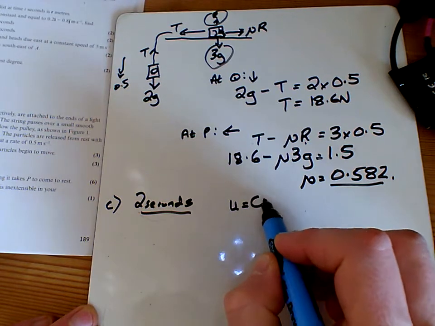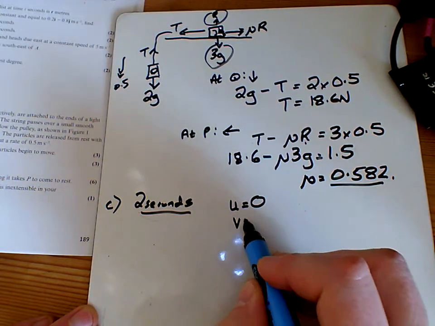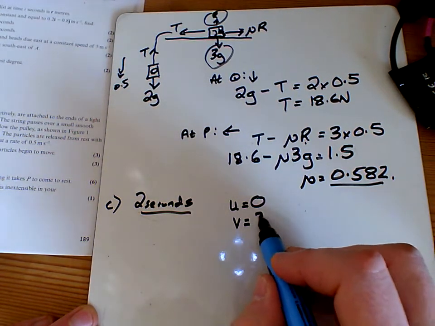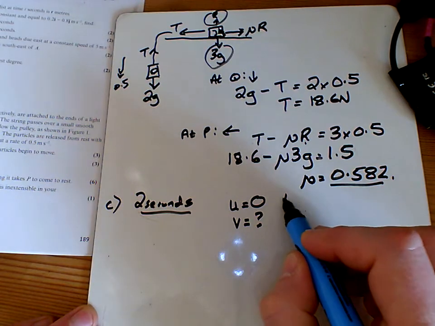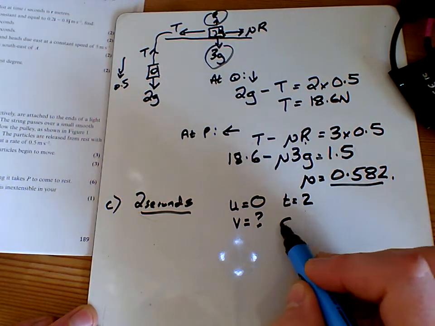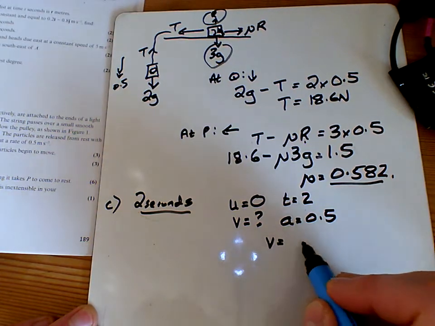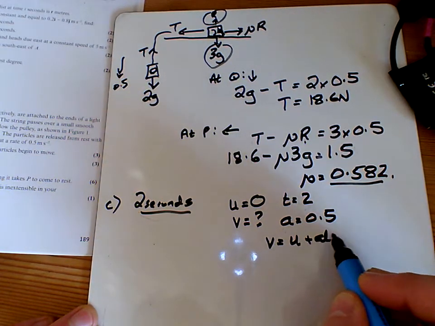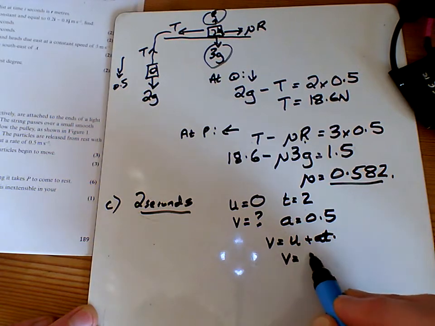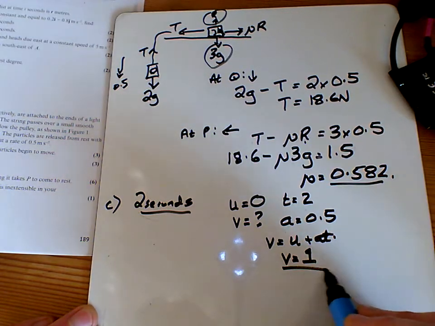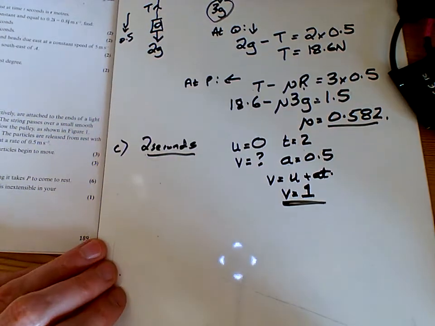So it starts at nothing. We're going to figure out what V is after 2 seconds, because we do know what the acceleration is. The acceleration is 0.5. So V equals U plus AT. We can find out that after 2 seconds, it's going to be moving at 1 meter a second.